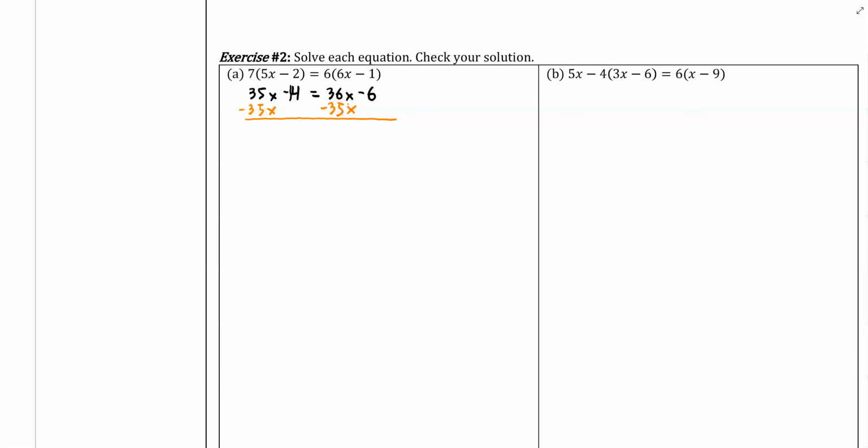So on the left-hand side, we have negative 14. And on the right-hand side, we have x minus 6. From here, we will add 6 to both sides. And so on the left-hand side, we have negative 8 equals x, and that's it for this problem.